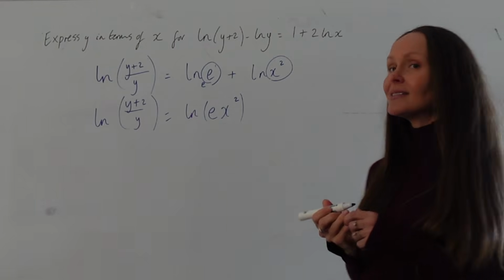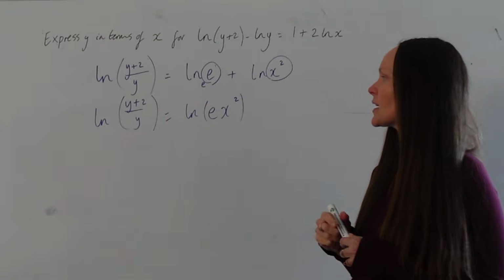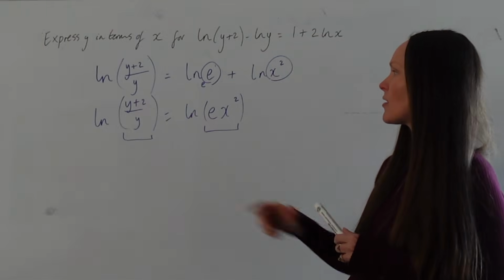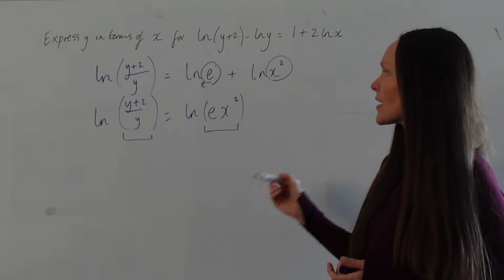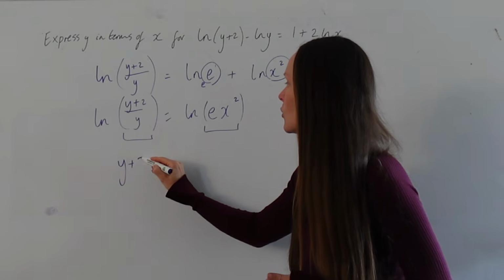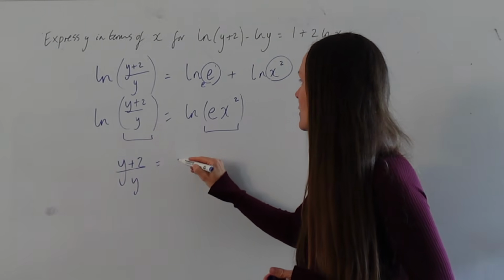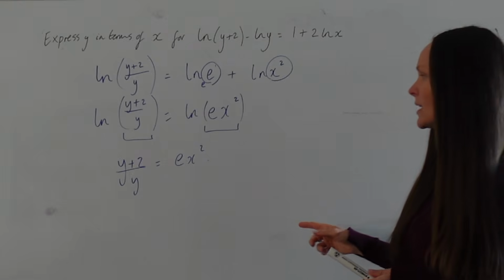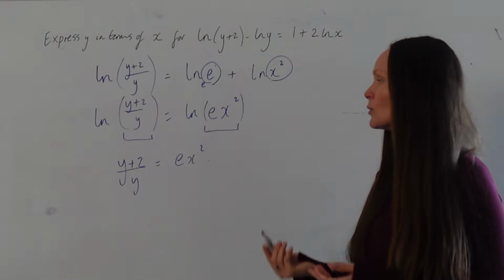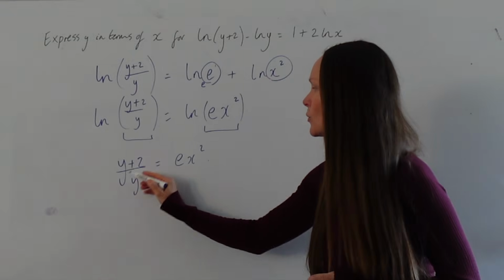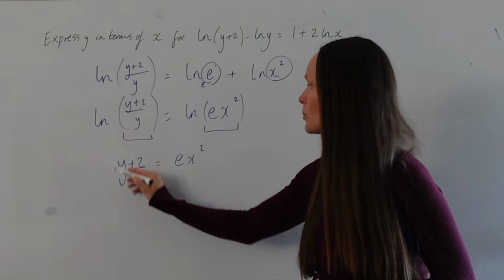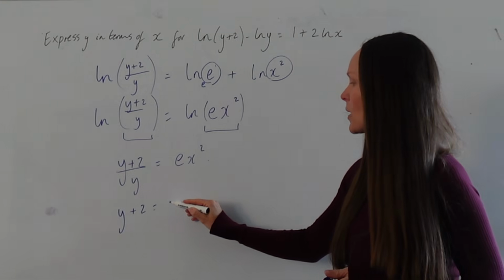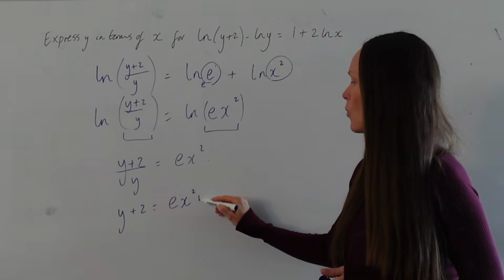Okay, and now I have a singular natural log on either side of the equation, which means what's inside these logarithms is also equal to each other. These two arguments must be equal. So now we have an equation without logs that we can rearrange to make y the subject. So what I need to do here really is get rid of this fraction. So I'm going to multiply everything in the equation by the denominator y. So on the left-hand side, if I multiply by y, I'm just left with y plus 2. And on the right-hand side, if I multiply this by y, I have ex squared y.